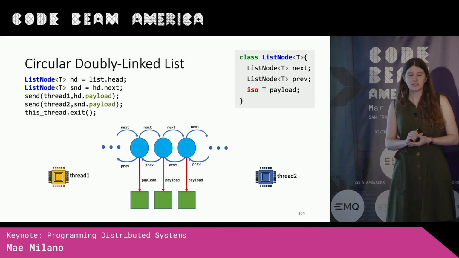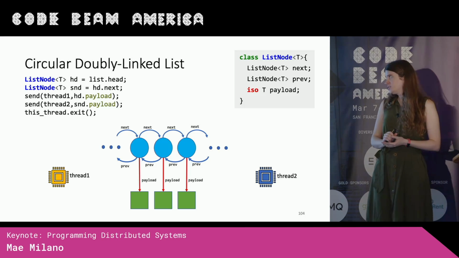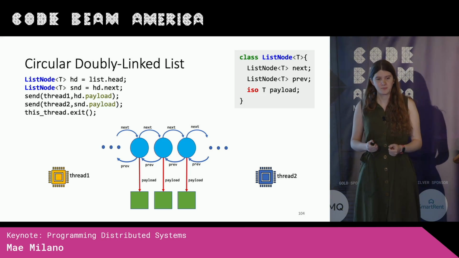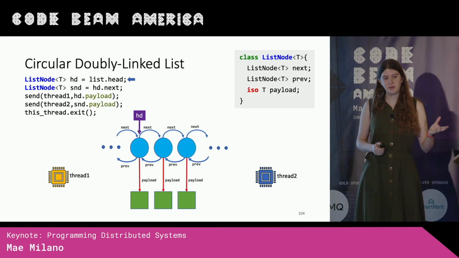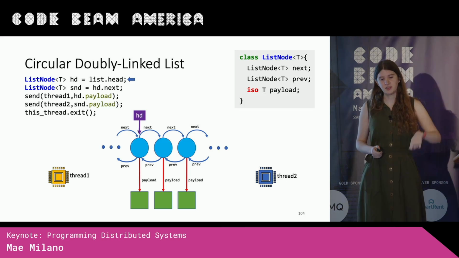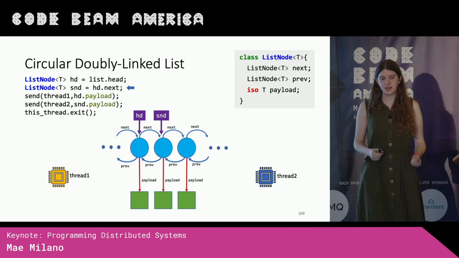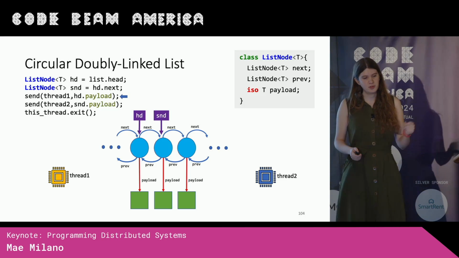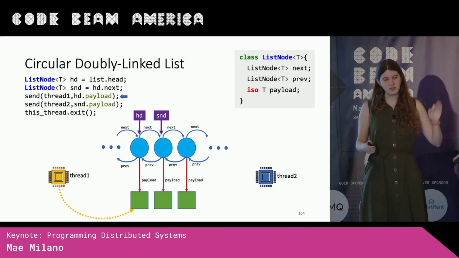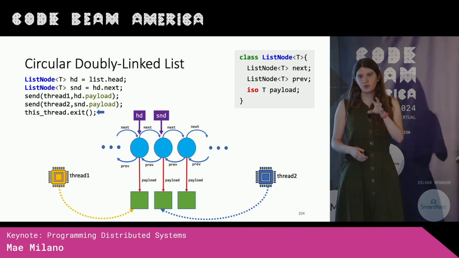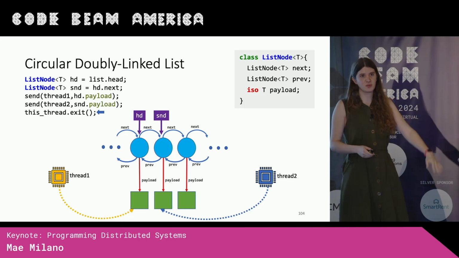Consider a code fragment, where what I'm going to do is take the first and second elements of my list and send them to two distinct threads. So first I'll take the first element, the head of the list rather, and assign it into this head temporary. I'll take the second element of the list and assign it into the second temporary. Then I will send the head's payload to thread 1, the second payload to thread 2, and then the sending thread will exit so that we definitely can't race with thread 1 or thread 2.